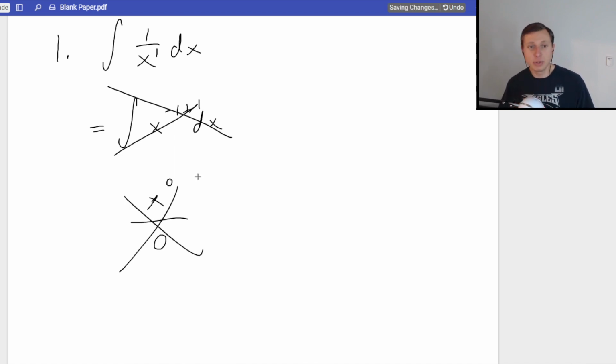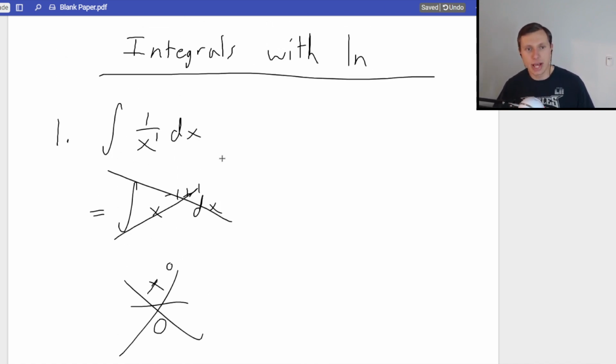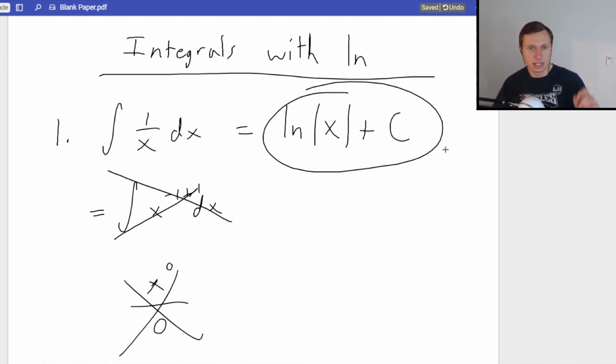So instead, what you need to do is recognize this as a red flag. Whenever you see 1 over x like this, or x to the negative first power, you need to recognize that this is a very straightforward integral. The integral is natural log of the absolute value of x plus c. That's the final answer. Now let me talk about where this comes from.